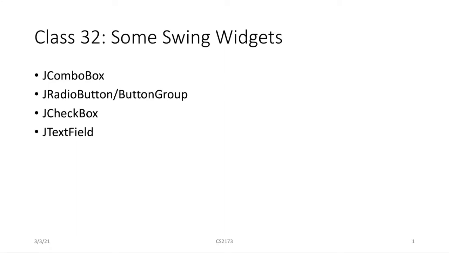And what we'll be showing is just how to implement these in Java. There are several pieces to it, as we'll see. So, combo box, a radio button and a button group, those two work together, a checkbox and a text field. So we've seen a text area, which is a big area, and a text field is just one line long. So we've seen examples of all of these.